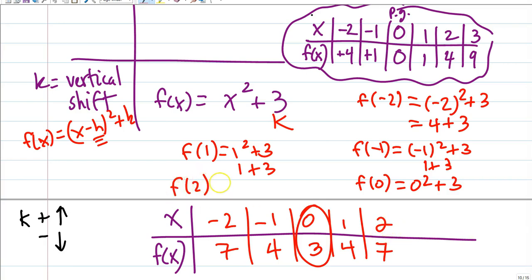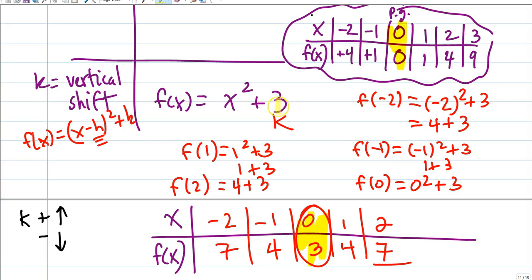Well, 2 squared is 4 plus 3, which is 7, like we thought it was. So what does this k do when we stick it at the end? Notice the vertex here was at 0. Here the vertex is at 0. It has not moved the vertex. The vertex did not move left or right. The x value did not change.